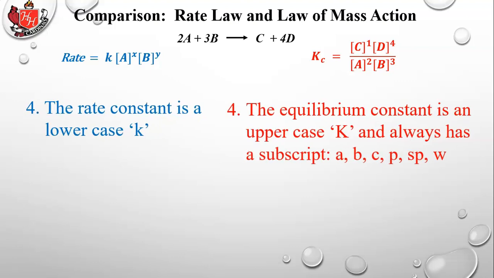4. The rate constant is a lowercase k, the equilibrium constant is an uppercase K, and always has a subscript, A, B, C, P, S, P, and W, that we talked about in a previous slide.